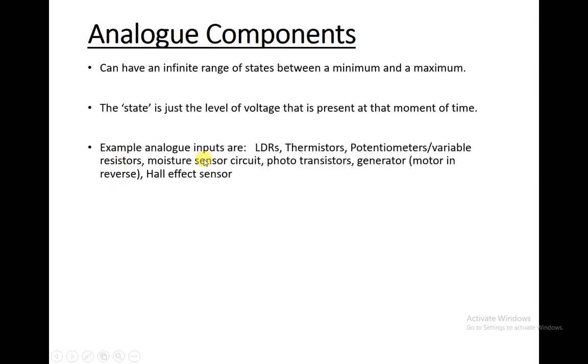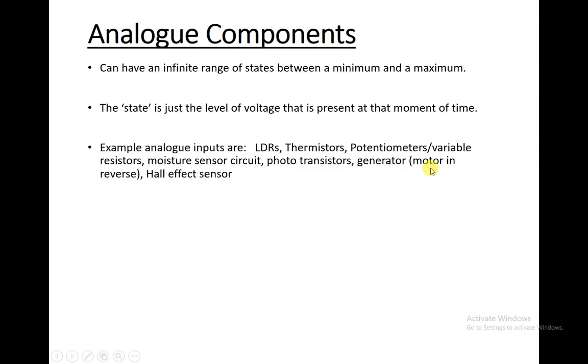So some example analog inputs are all of these: light sensors, light-dependent resistors, thermistors, variable resistors, and potentiometers. These guys are the same thing, by the way. A moisture sensor circuit, phototransistors. You may know that you can use a motor in reverse.